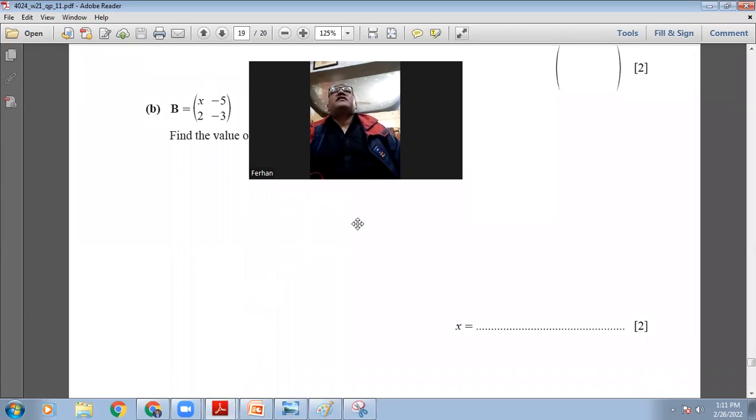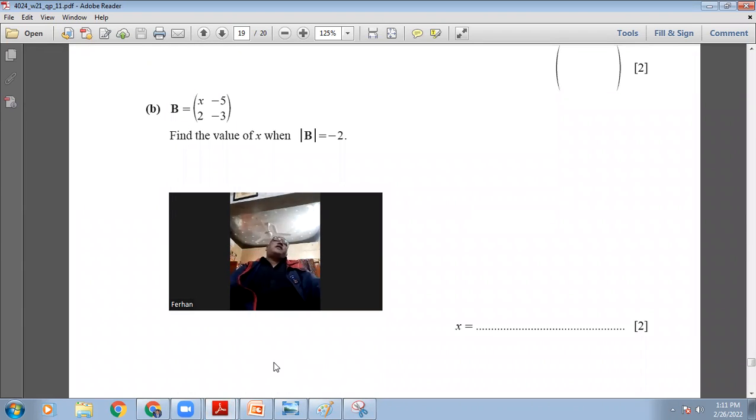The next part is, he says, here is a matrix B given. It has a variable x, minus 5, 2, minus 3. He says find the value of x when the determinant of B is minus 2. So the determinant is already given. So we have to find how you find the determinant. You multiply these two numbers along this diagonal with each other, then minus, then multiply these two numbers along this diagonal, and that will be equal to minus 2.